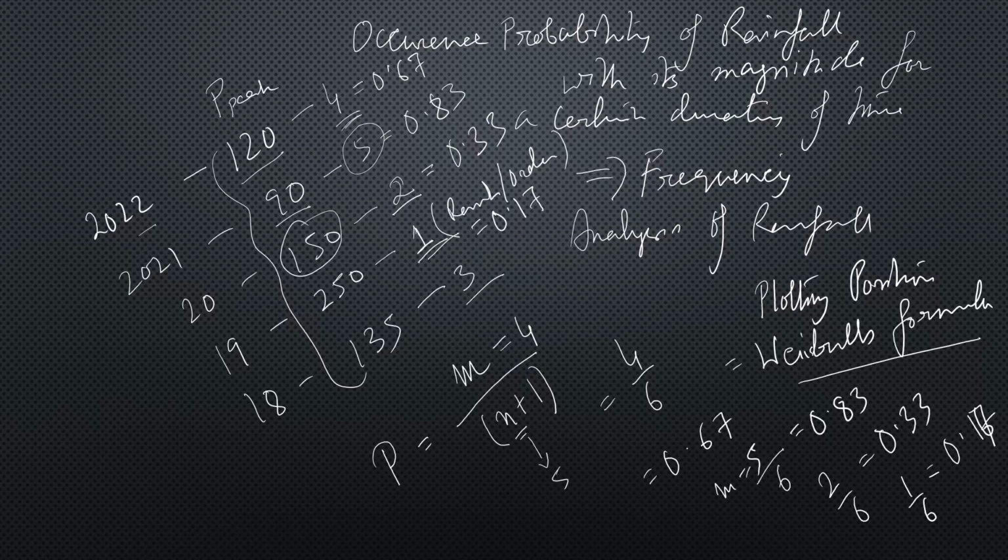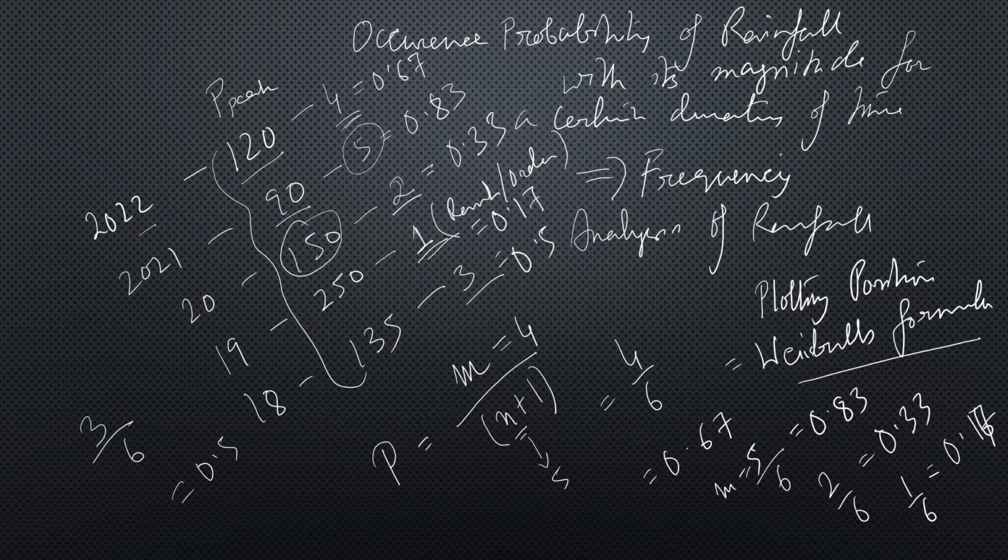Now lastly, the fifth data set, which has the order of 3, that is the rank 3 by 6. So I think no need to have a calculator, 0.5. Correct? So this is your 0.5. Now you can see that we have calculated all the probability of the rainfall given in the data series.